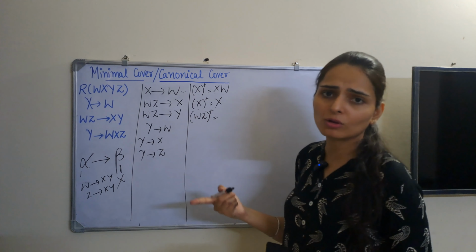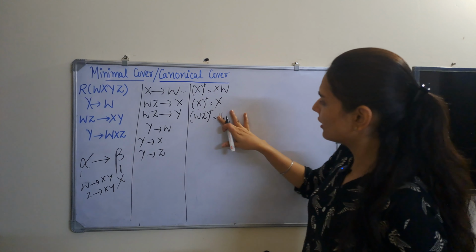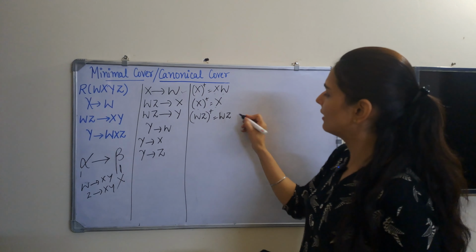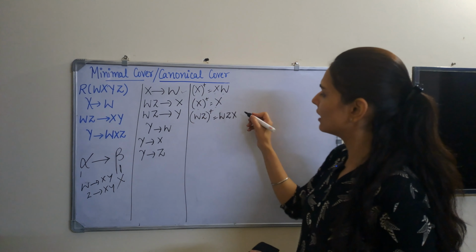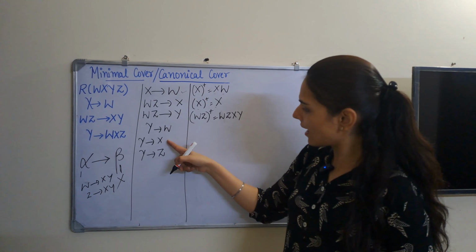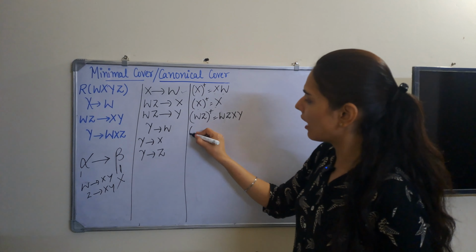Now first we'll find out the closure by keeping the functional dependency. So what do we get? For wz, the first attributes that we get are w, z, then we can get x, then we can get y. Is there anything else? For y we get w, x and z. We already have that. Now what do we have to do?